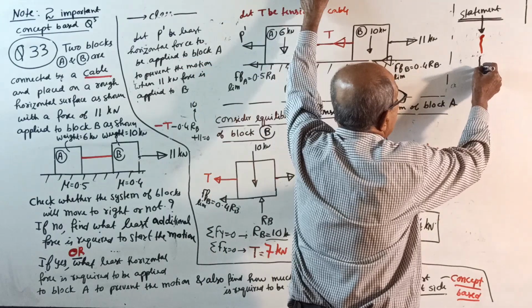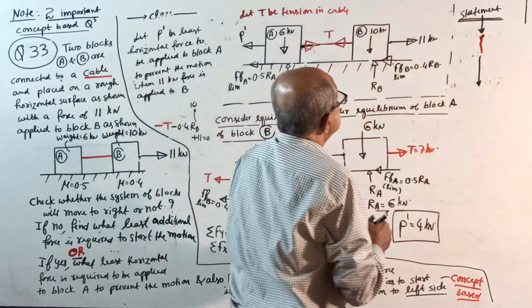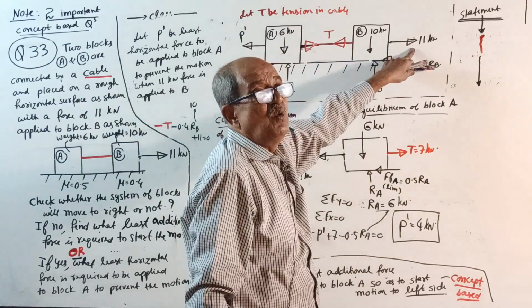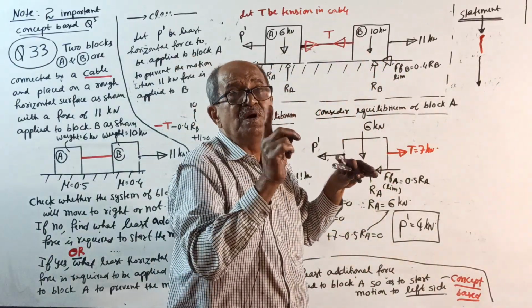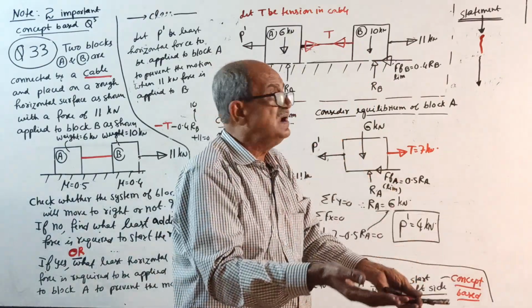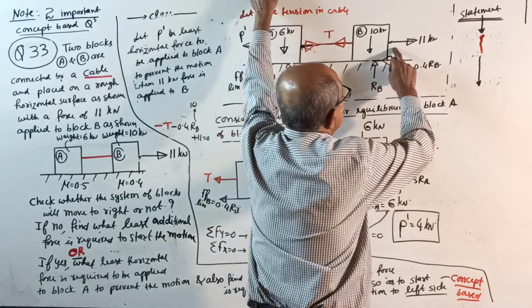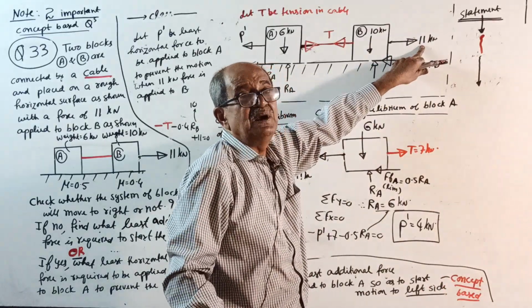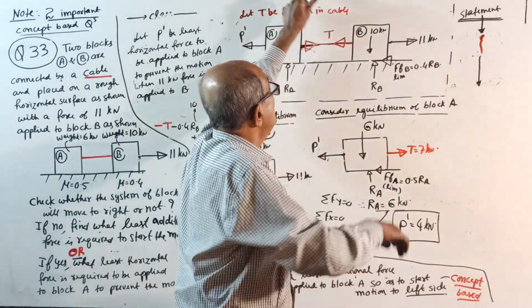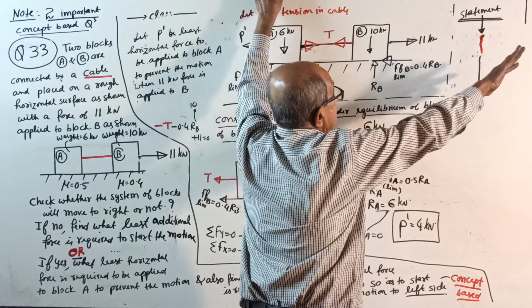Therefore, what I dictate, you write. When you apply 11 kilonewton force, the system is not on the verge of moving. It will move to the right side because it is on the verge of moving when this force is 7 kilonewton. See, already you got it earlier. But applied is 11 kilonewton. So, the system will move to the right side.